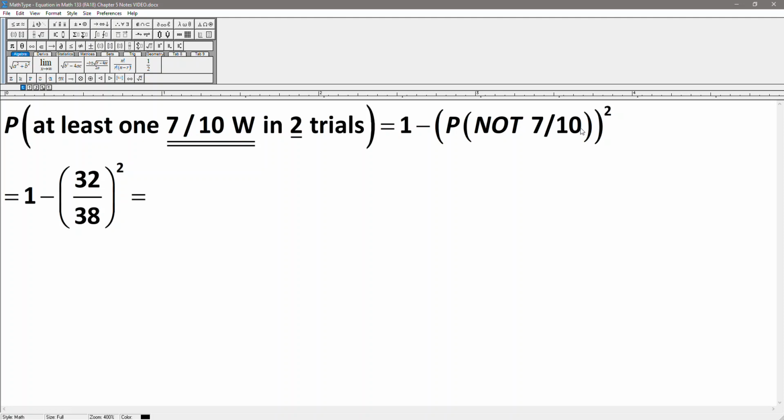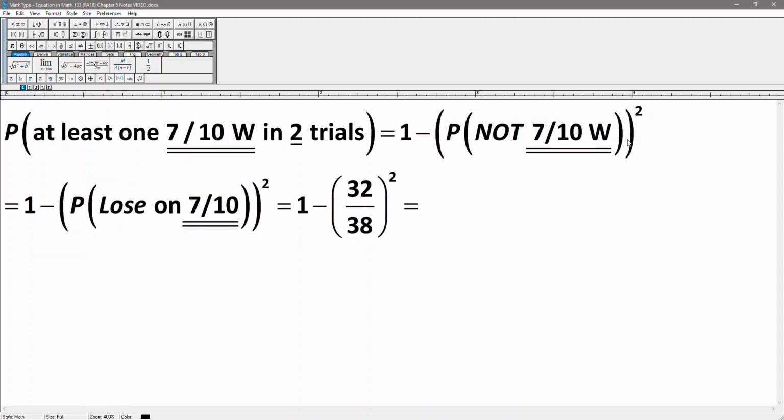So the probability of at least one E in 2 trials is 1 minus the probability of not E, right? The complement of E. So that would be 1 minus the probability of not winning on 7-10. So that would mean I want to lose. If I'm not going to win on the 7-10 bet, then I'm going to lose on the 7-10 bet. So I need the probability of losing on the 7-10 line. Whatever that probability is, I need to raise it to the 2 power and then subtract from 1.